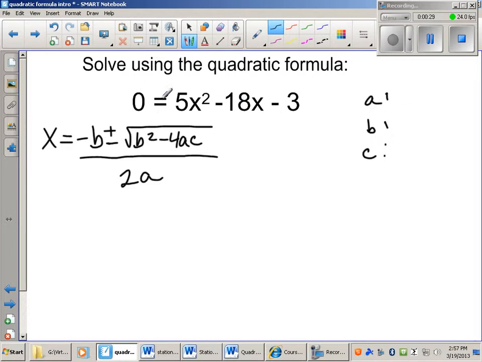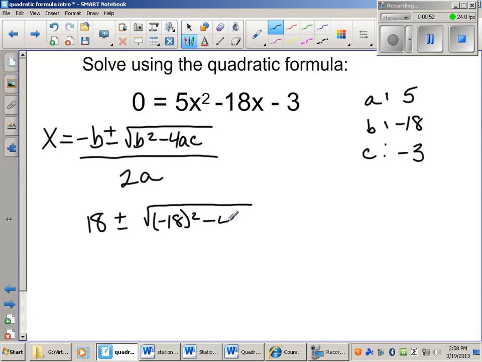So we are equal to 0, so a is going to be 5, b is going to be negative 18, and c is going to be negative 3. So now we're going to plug and chug. If I have negative b and b is negative 18, then the negative b is going to be a positive 18. So we have positive 18 plus or minus the square root of negative 18 squared minus 4 times 5 times negative 3. Except I'm going to change this to plus and negative because I don't like to make silly mistakes. And this is all going to be over 2 times 5.